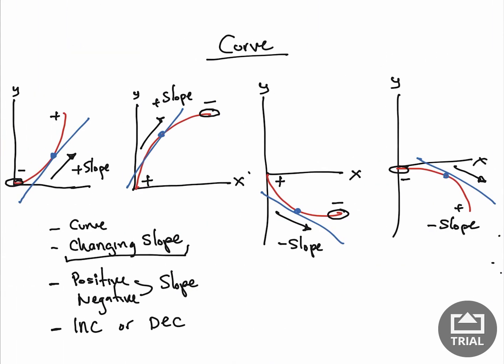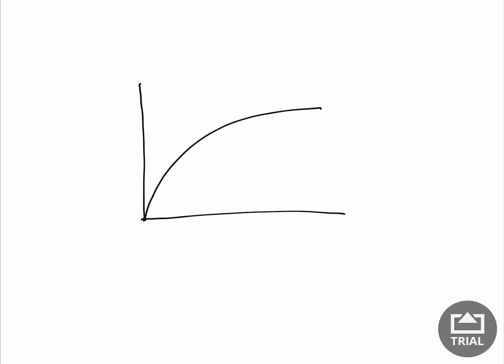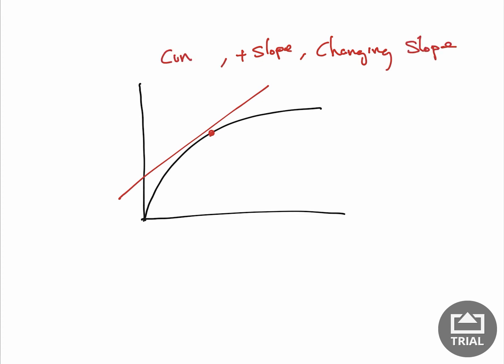Now, a lot of people ask me, is it possible to have a positive slope and be decreasing? Of course, that is possible. So I'm going to give you an example. You have the following curve. This curve, as you can see, has a positive slope. We know that it's changing slope. We know that it's a curve. But most importantly, is it increasing or decreasing?